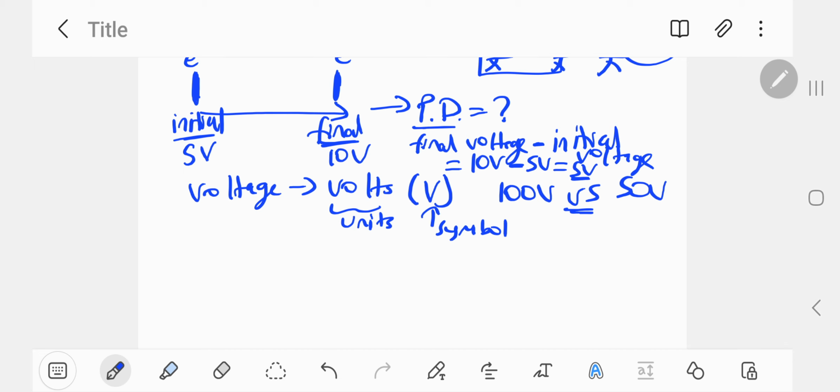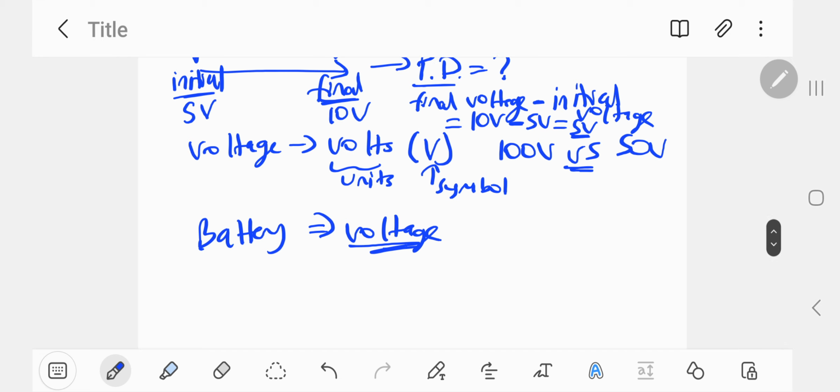Batteries are a great source of voltage. They provide the pushing force in circuits. That's why your phones need a battery to work. The battery provides the pushing force to push electrons through the wires in your phones. Laptops need batteries, watches, and so on and so forth. So batteries are typically sources of voltage, of potential differences.